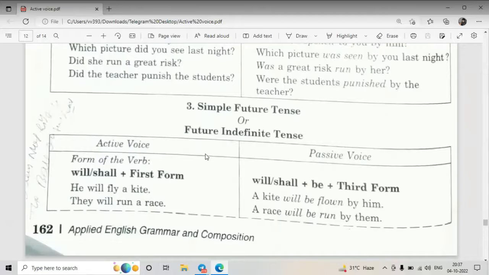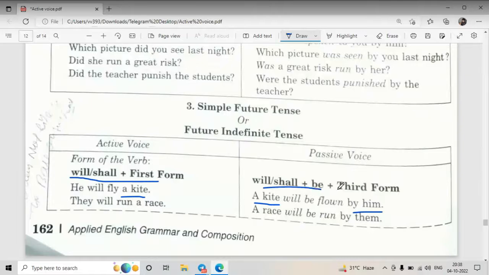The active voice form of this will be will/shall plus verb's first form, and we will change this into will/shall plus be plus verb's third form. Like, he will fly a kite, and the passive voice will be a kite will be flown by him. So basically, we will convert will/shall plus verb's first form into will/shall plus be plus verb's third form.